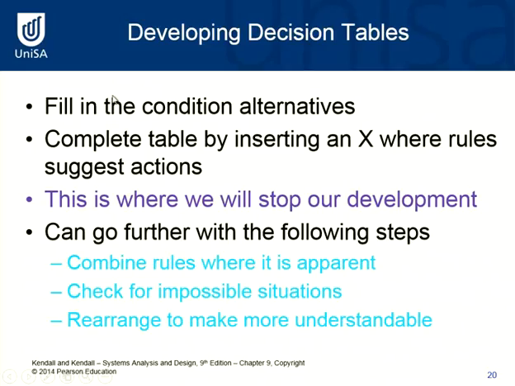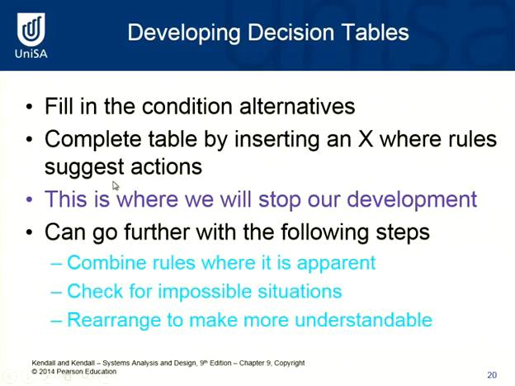Then you'd fill in the bottom right-hand quadrant of the table by inserting an X where the rules suggest action. So if these three rules need to be yes, that's when we carry out this particular action. Or if these two rules need to be yes and this one needs to be no, that's when we carry out this particular action. So you're pretty much following down the column and determining the combination of your yeses and noes, and if that combination provides you with an action, it is represented with the X on that particular action.